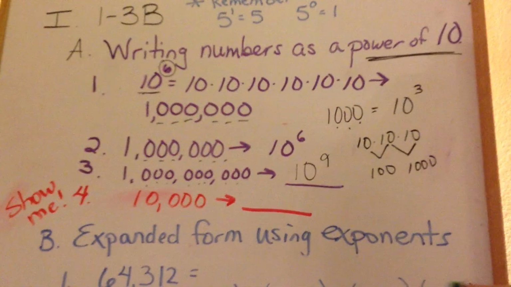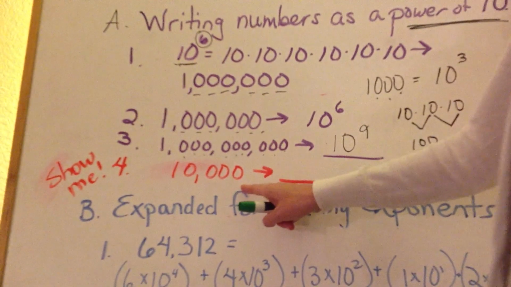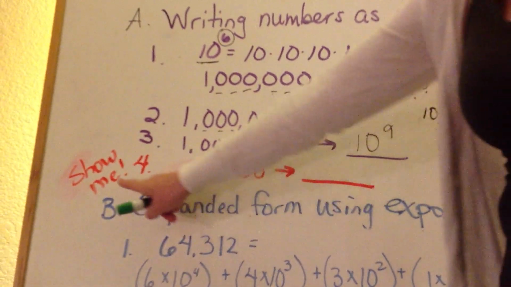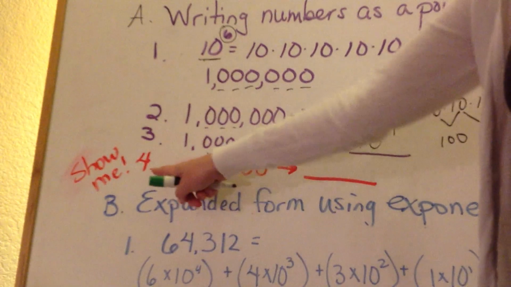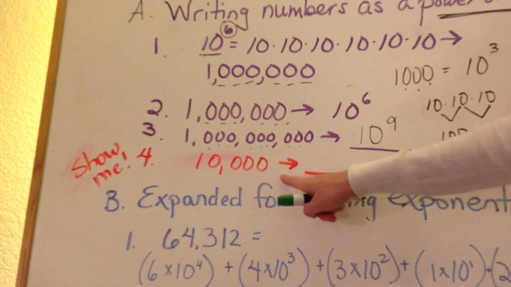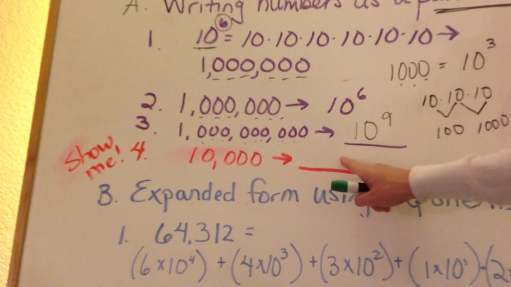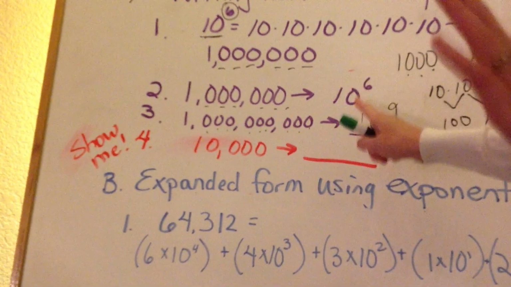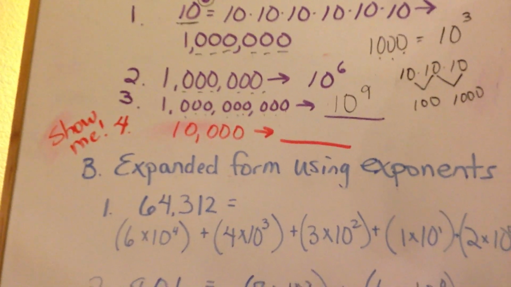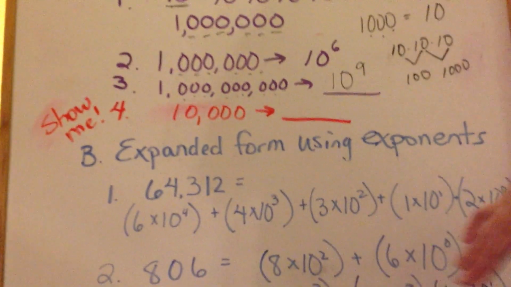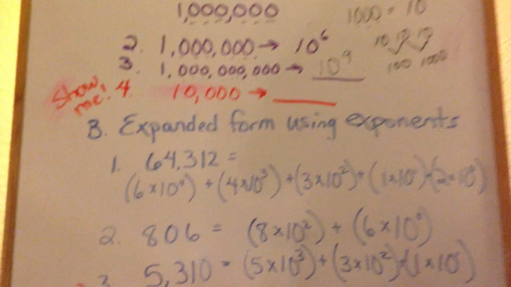What I want you to do now is write 10,000 in a power of 10, and you're going to show me tomorrow. So in your notes, you're going to write a number 4, write 10,000, and you're going to write it in a power of 10. Remember, that means you need to have a 10, count how many zeros there are, and that's your exponent. So now we're going to move on to expanded form using exponents.